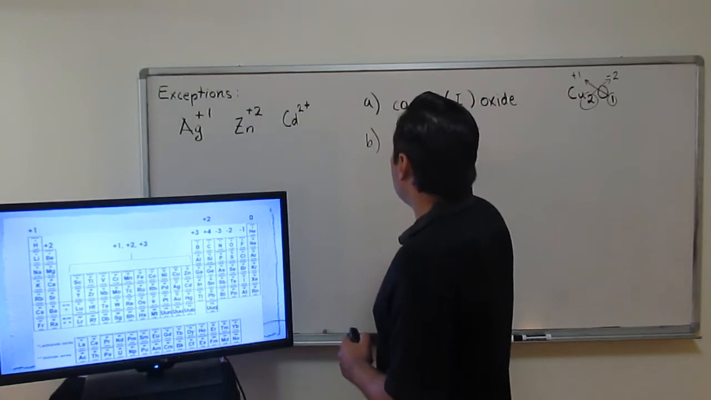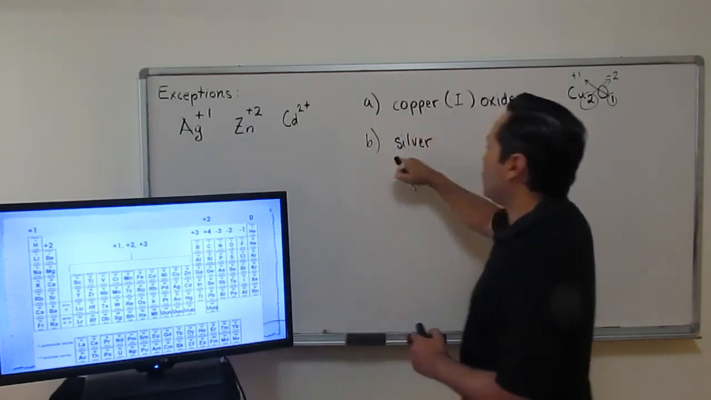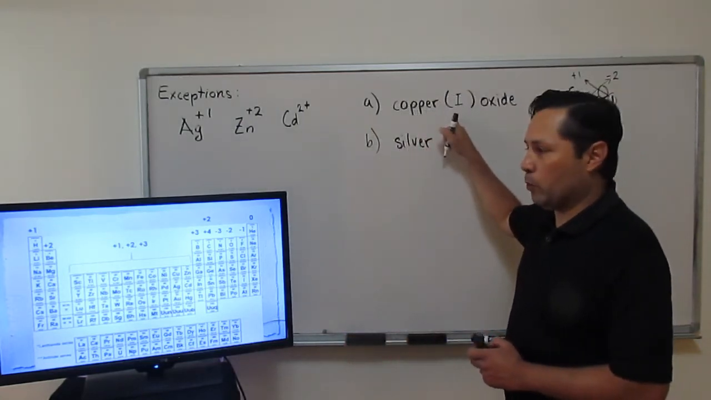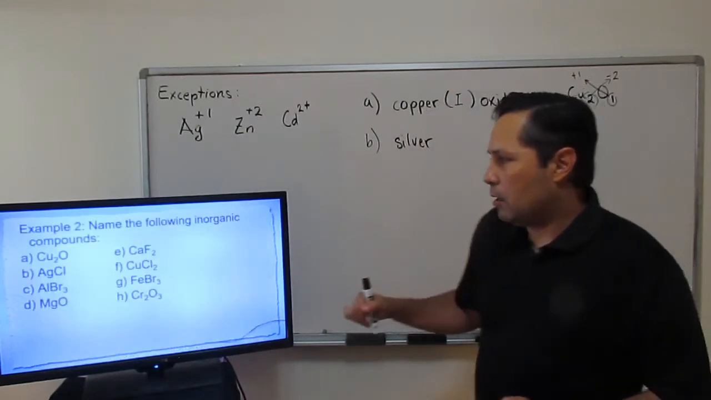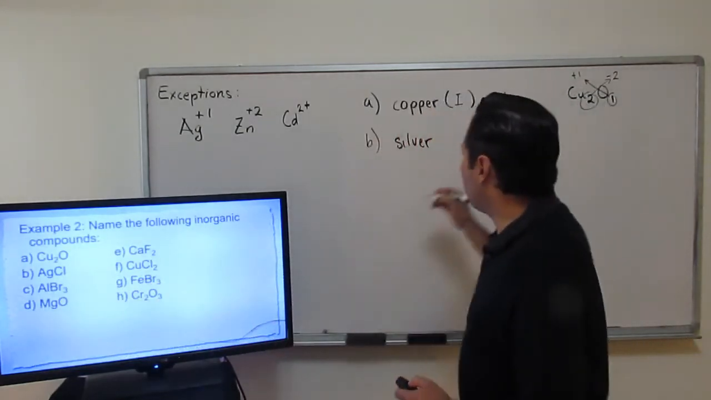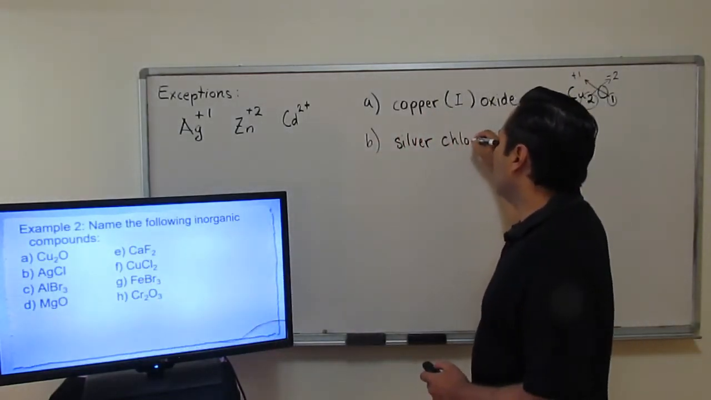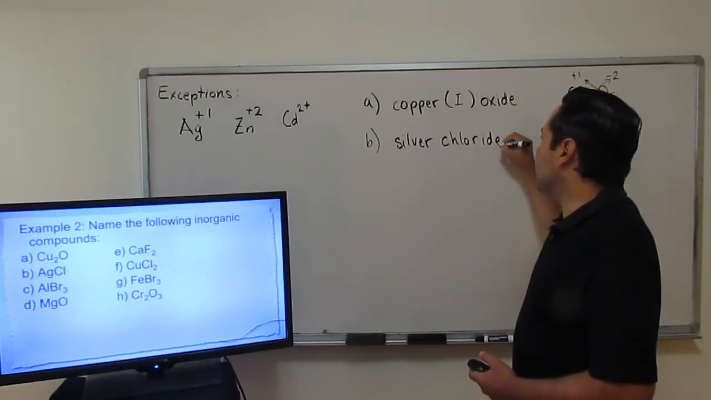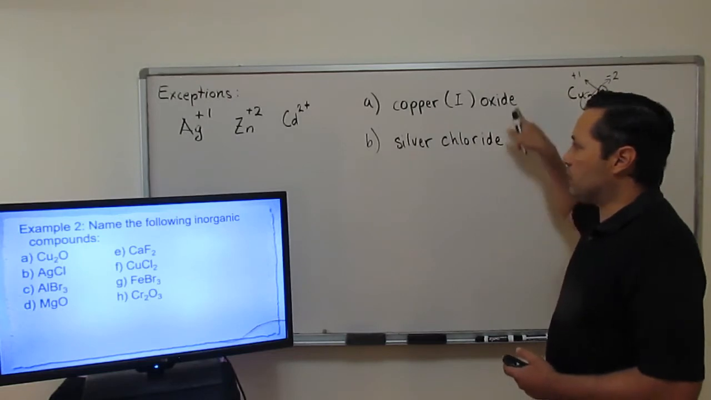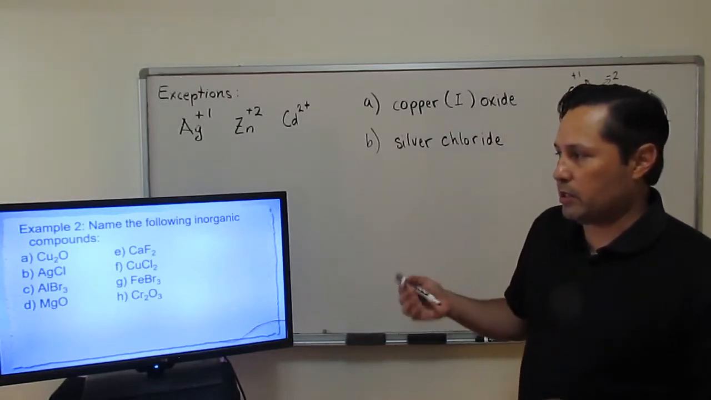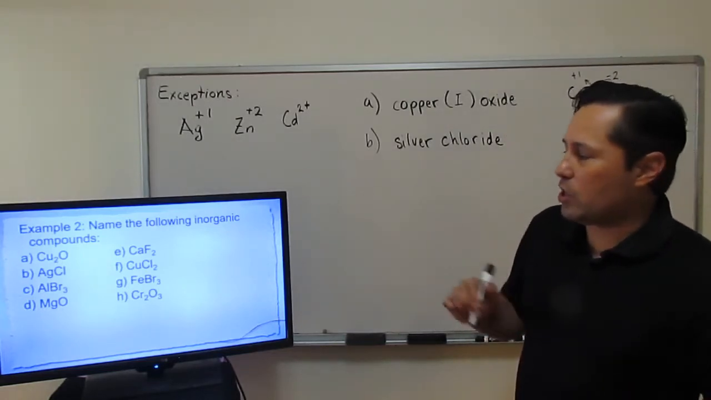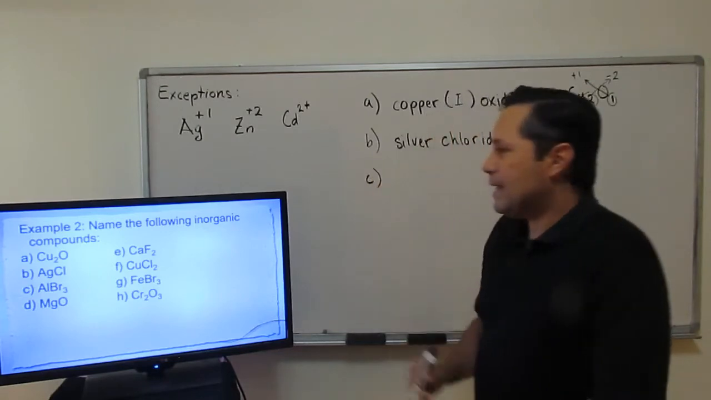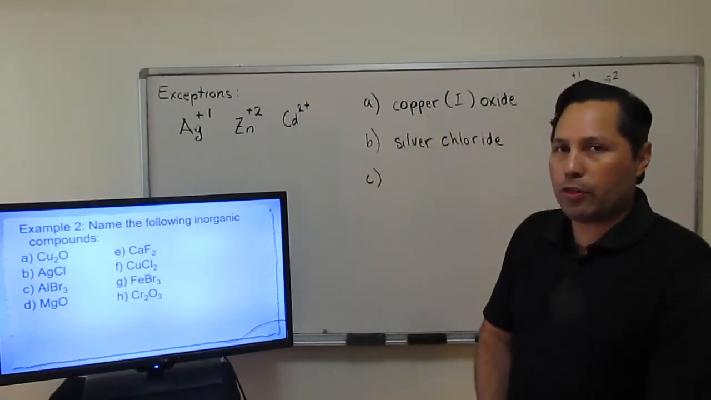So you just write down the name silver and no Roman numerals required. The second atom is a Cl, so that's chlorine, which becomes, instead of chlorine, chloride. You're going to see that IDE ending for these guys when there's 1 atom present to bond to it. Letter C. Letter C is AlBr3.